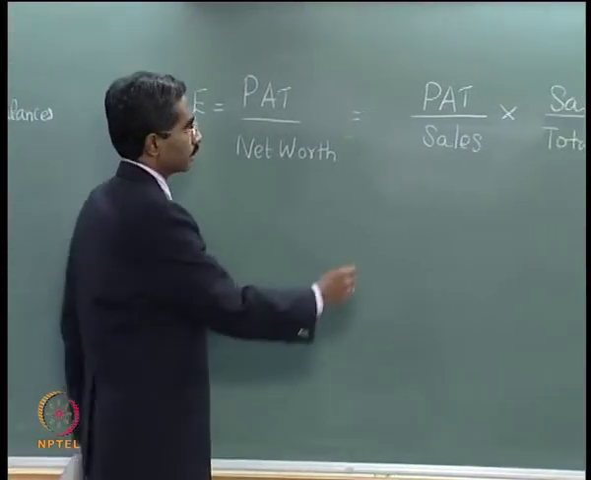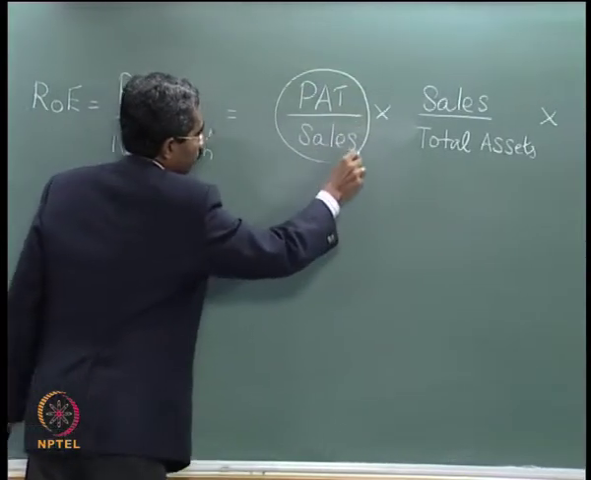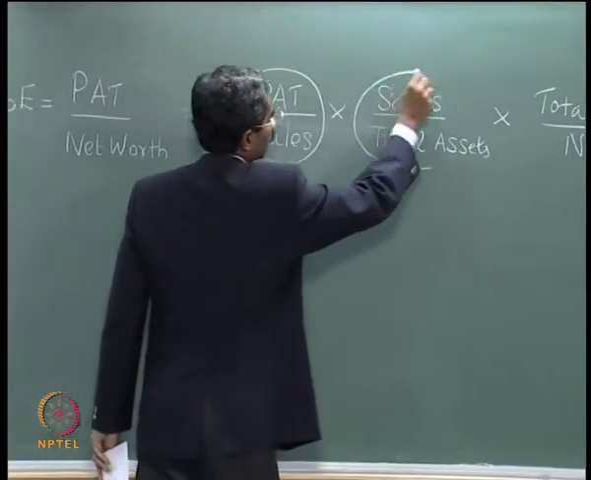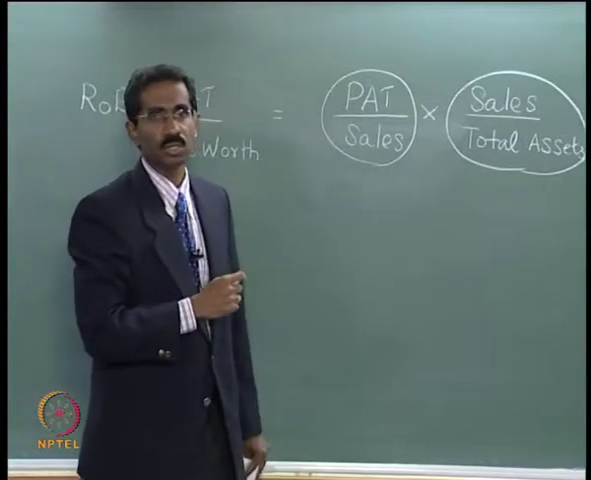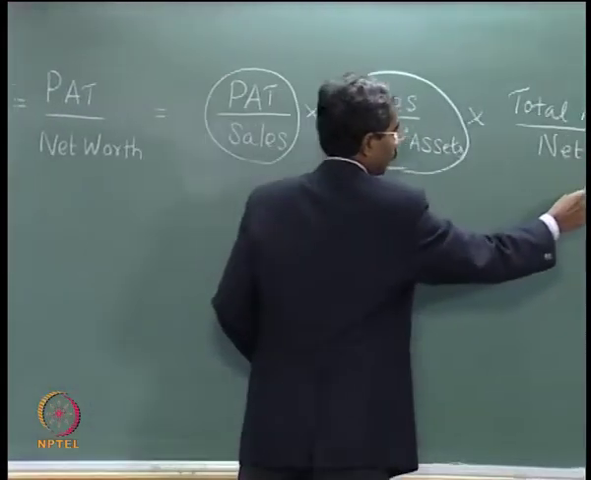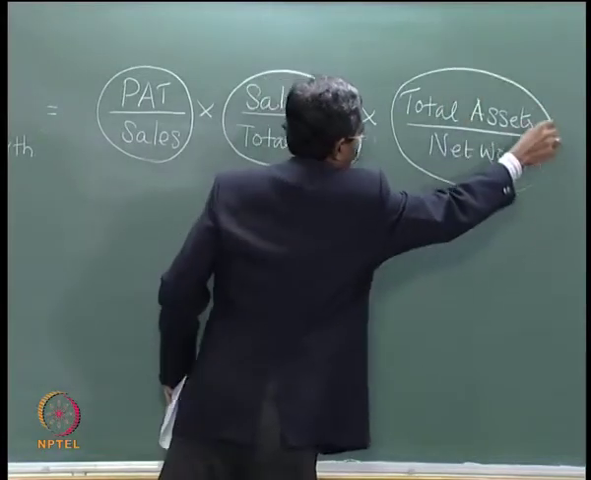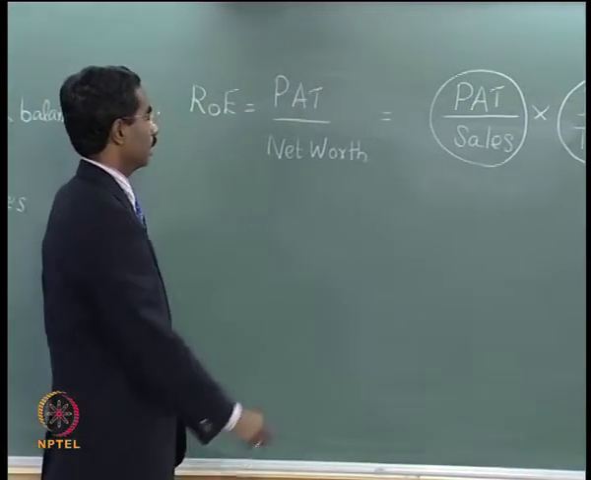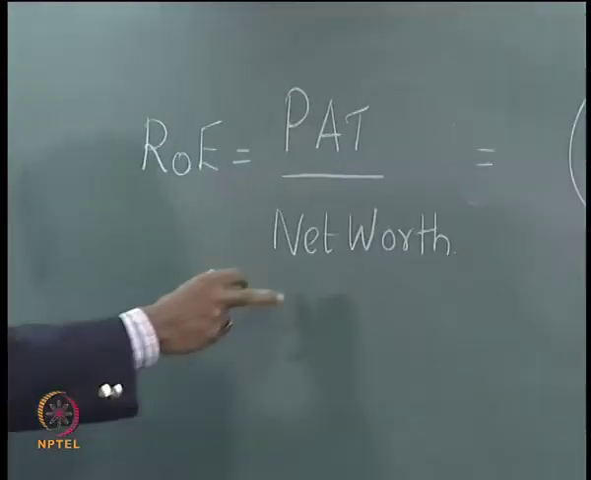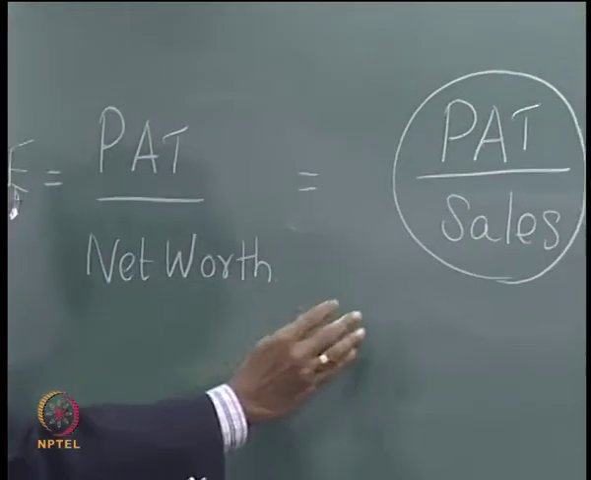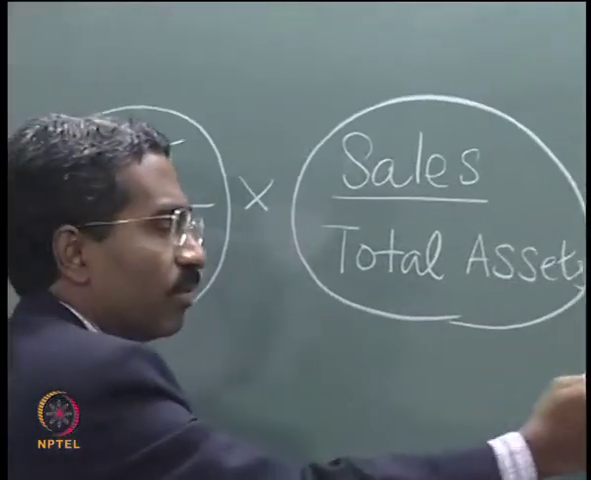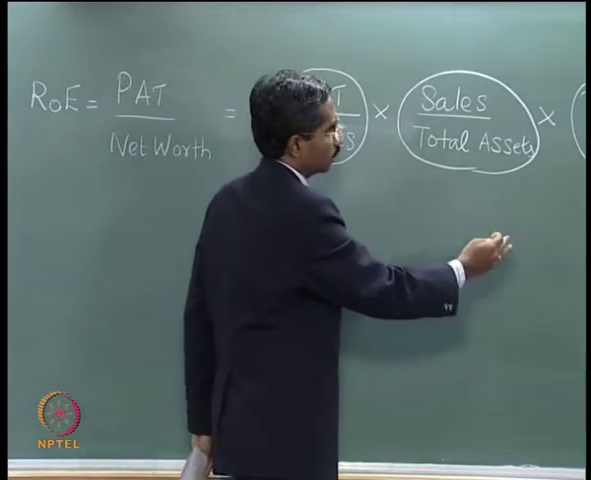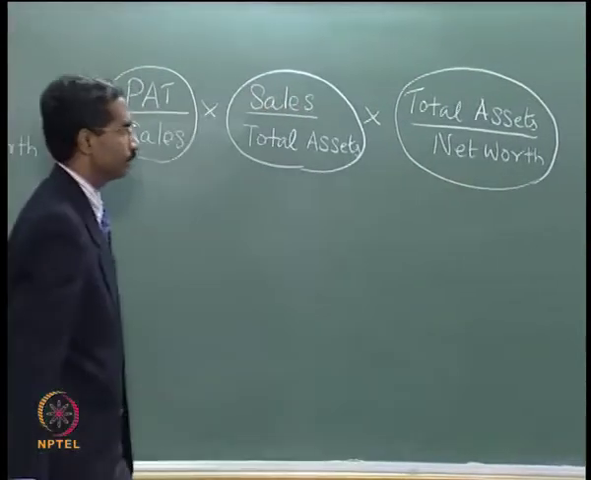So if you remember, this ratio is your net profit margin, and this ratio is your total assets turnover, and this is your leverage multiplier. Now we have the return on equity, and return on equity is again further decomposed into 3 different multiples: your net profit margin, your total assets turnover, and your leverage multiplier.